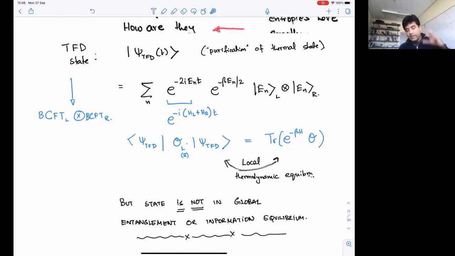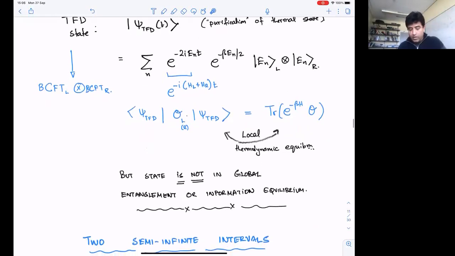So this means that local observables in either CFT left or CFT right are in thermal equilibrium. Local operators and their correlation functions are the same as you would expect in a system in thermodynamic equilibrium. But the state is not in global equilibrium, which means in particular it's not in entanglement or information equilibrium. And if you compute any correlators that straddle the left and the right, then you will in general find that those correlators depend on time.